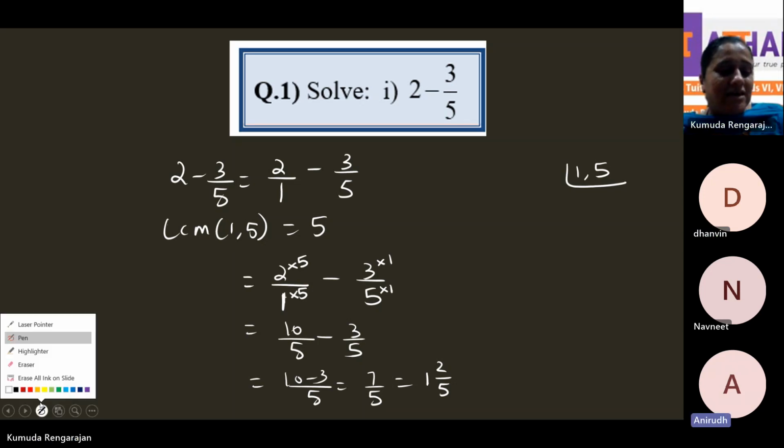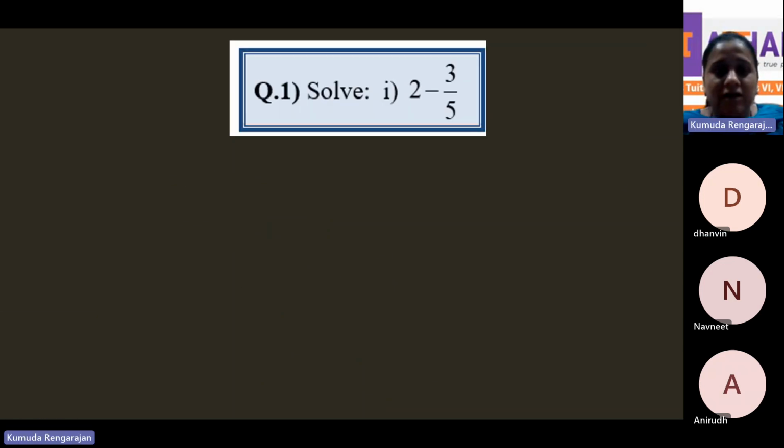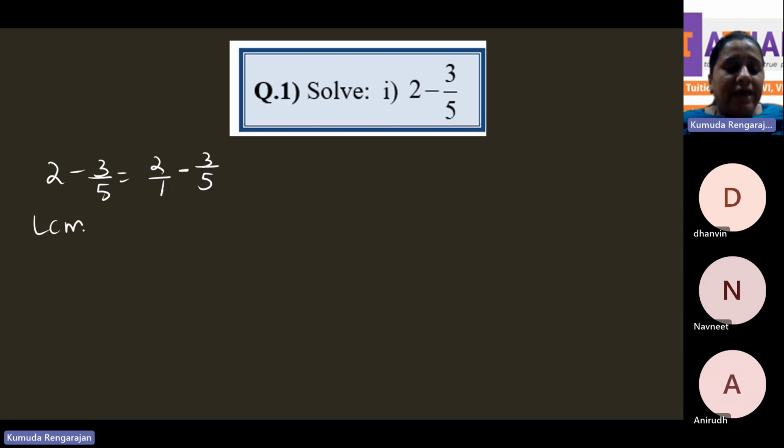Okay. So the rest of the questions, you're going to do correctly by yourself. I'll just do this again for you. 2 means 2 by 1 minus 3 by 5. I want the presentation like this: 2 minus 3 by 5 is equal to 2 by 1 minus 3 by 5. Now, we have two fractions. We have to subtract them, but they are unlike. So you must first make them like fractions. How? Use the LCM. LCM of the denominators 1 and 5 is 5.